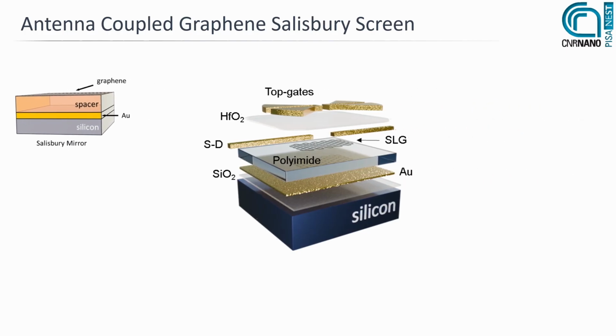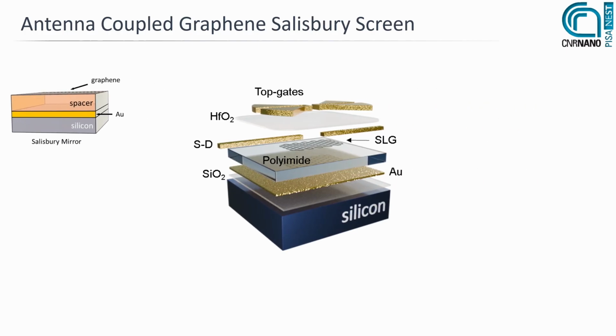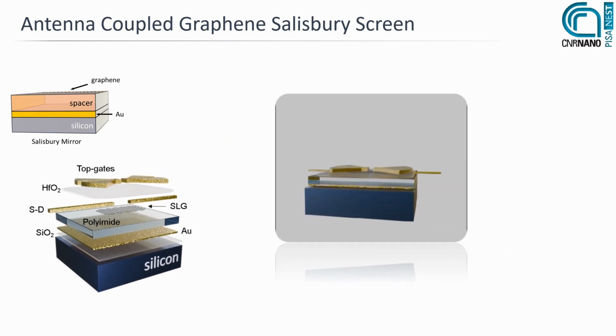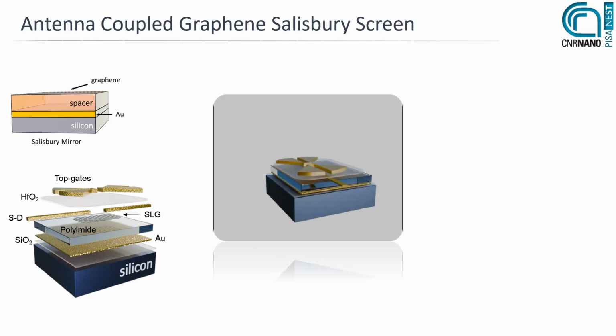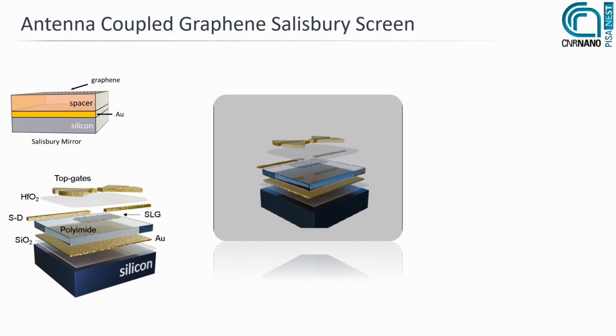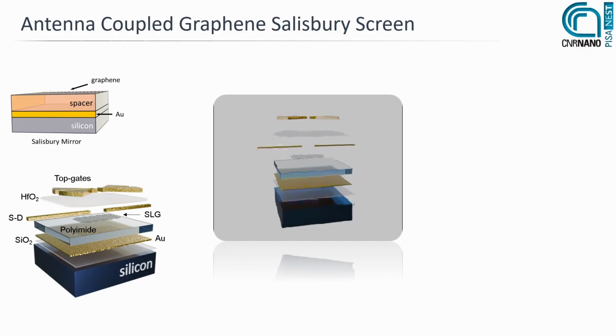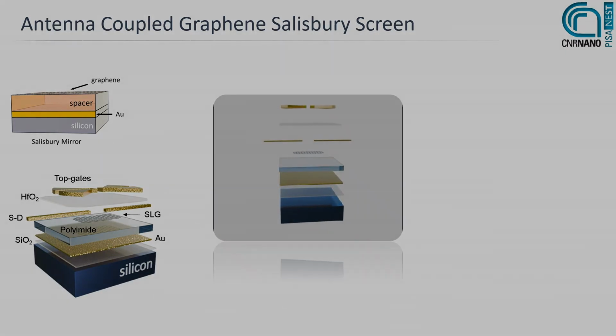Here we see the different elements composing the photodetector. A gold back reflector is covered by a polyimide spacer, and on top of the spacer, the antenna-coupled graphene photodetector is fabricated, obtaining this antenna-coupled graphene Salisbury screen.